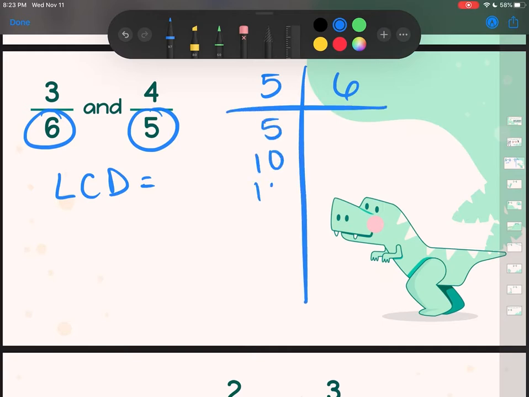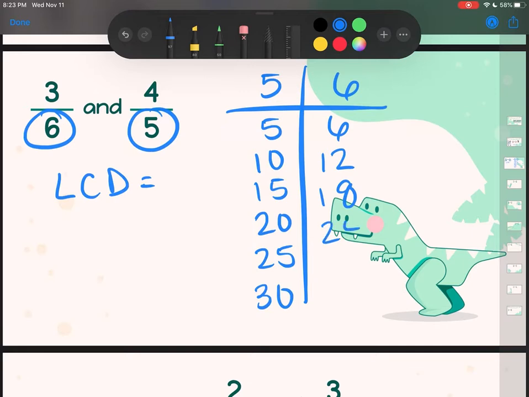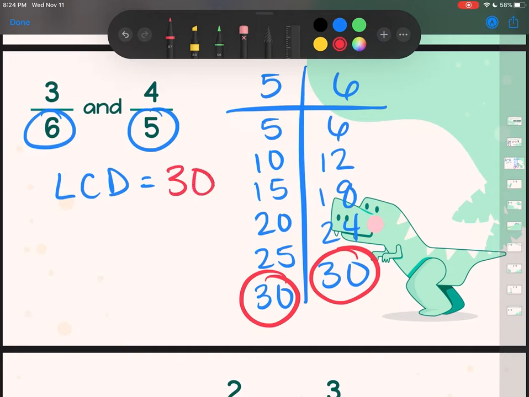So I have 5, I've got 6. Well, 5 would be 5, 10, 15, 20, 25, 30. And 6 would be 6, 12, 18, 24, 30. So the first number of the multiples of 5 and 6 that they have in common is 30, which means that their least common denominator would be 30. You could turn both of these fractions into 30ths.